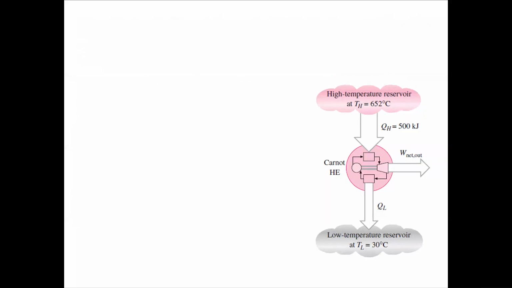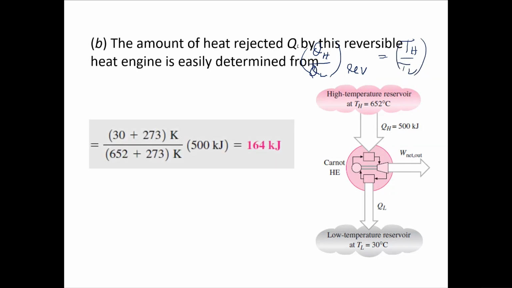Next is the amount of heat rejected to the sink per cycle. Again, you know that for a reversible heat engine, QH over QL is essentially equal to TH over TL. You just have to plug in the values: TL over TH multiplied by QH would essentially give you the heat that is rejected in the form of QL, 164 kilojoules. All right.